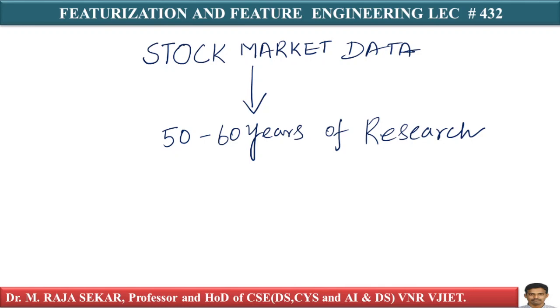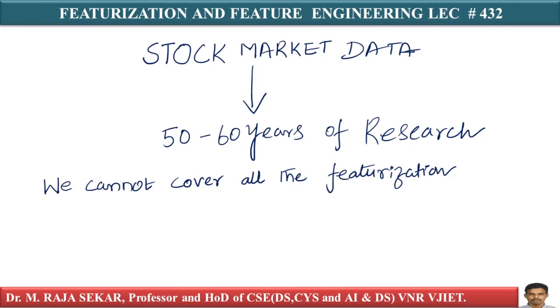It's impossible for any of us to cover all the featurizations. You cannot cover all featurizations. It is impossible. It's almost 30 to 40 years of research. So we will typically cover the most commonly used, general purpose featurizations. For text, we have seen bag of words. We only covered general purpose featurization.